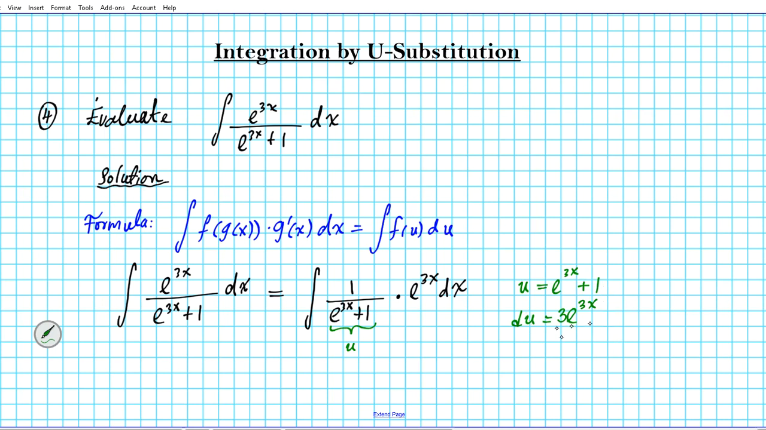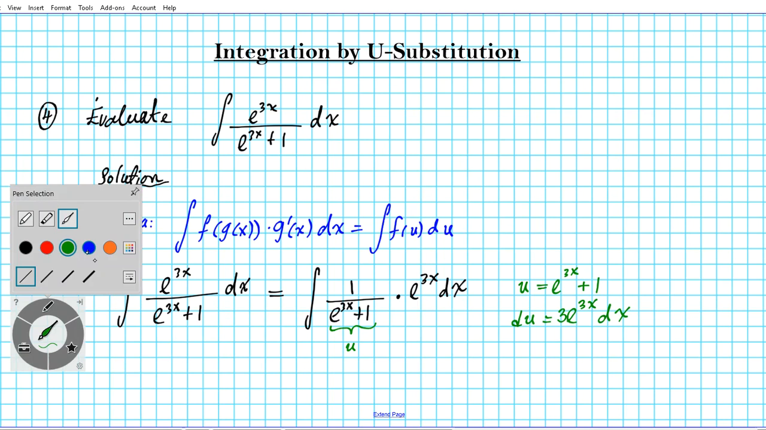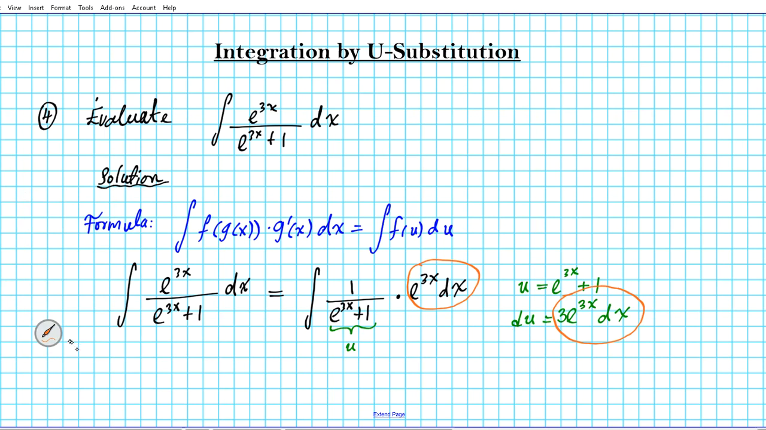This was du dx, so we multiply both sides by dx, so we have that 3e to the 3x dx is what du is. Now, do we have a perfect match for substituting du? Let's see. If you look at what we have here, we have e to the 3x dx, and over here we have 3e to the 3x dx. Does it match perfectly? Sometimes it does, sometimes it doesn't. In this particular case, we have a mismatch, so we have to fix that problem.